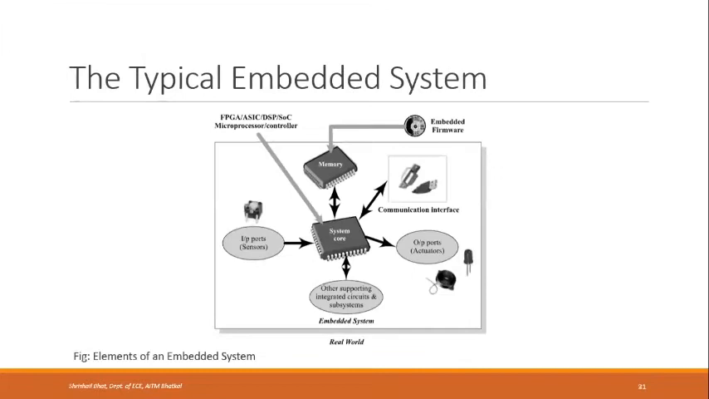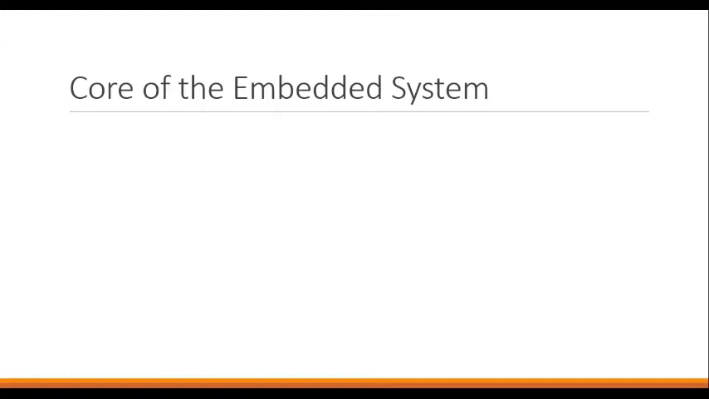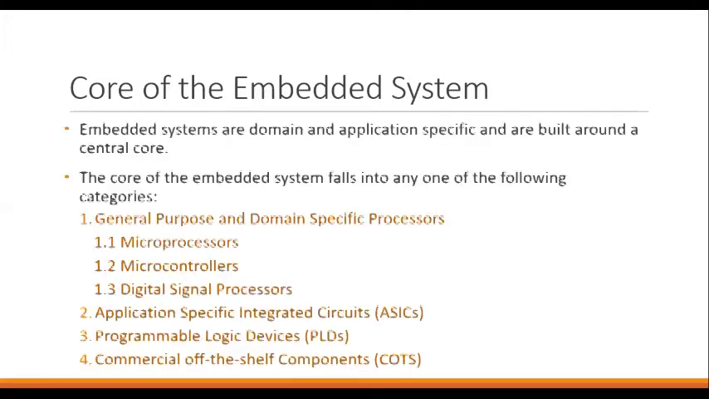You have to explain the different elements of an embedded system, and each part in this block diagram: the system core, then the inputs and outputs, sensors and actuators, then the memory, what is there in the memory, types of memory, then the communication interface, and some other things which are required. Next, we have the core of the embedded system. As we have seen, the main part of the embedded system is the system core.